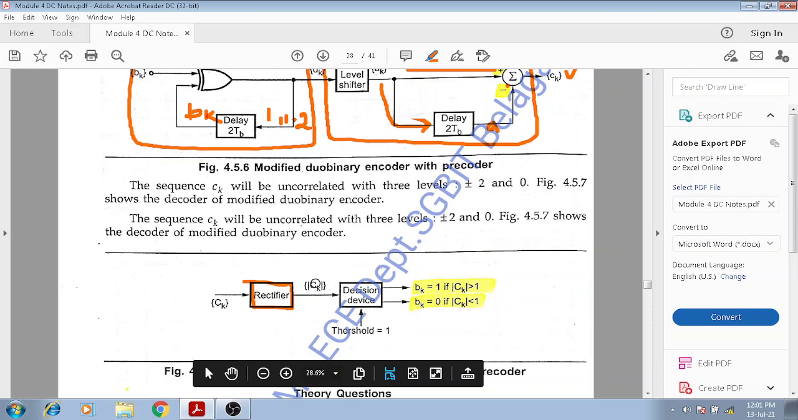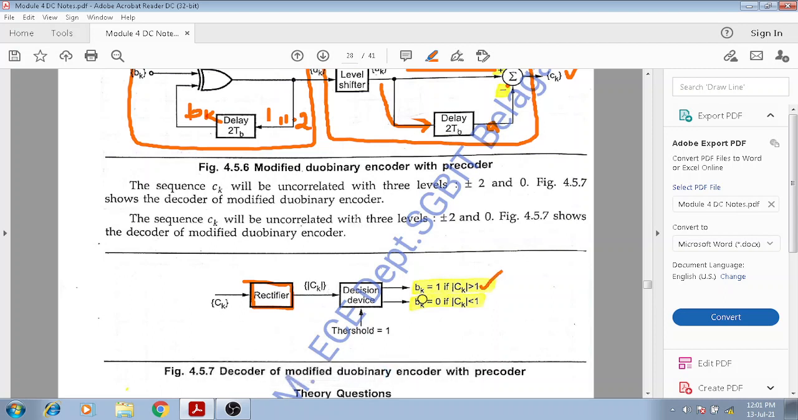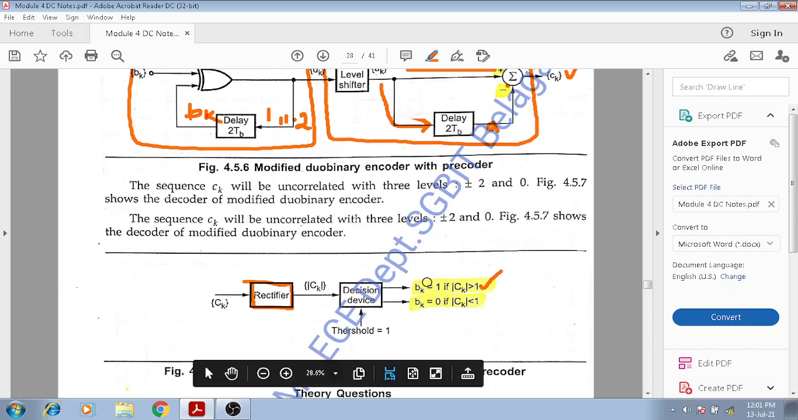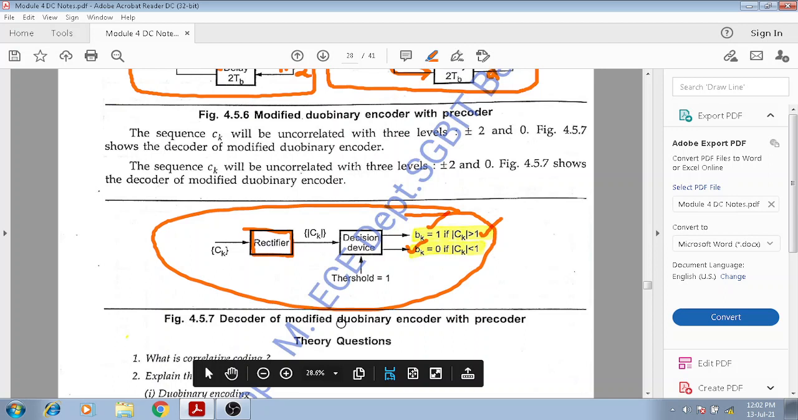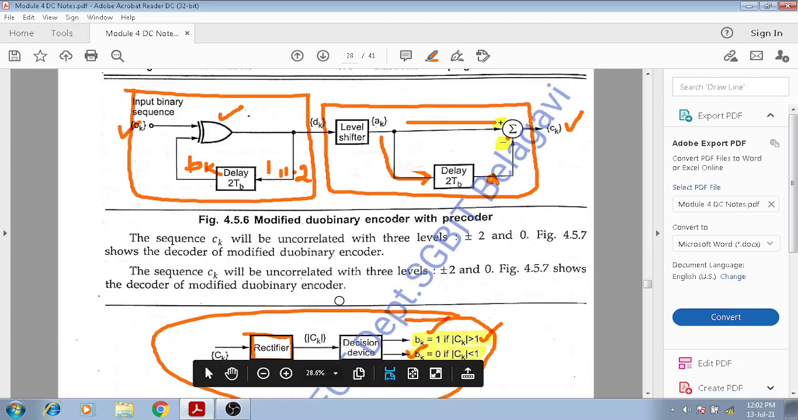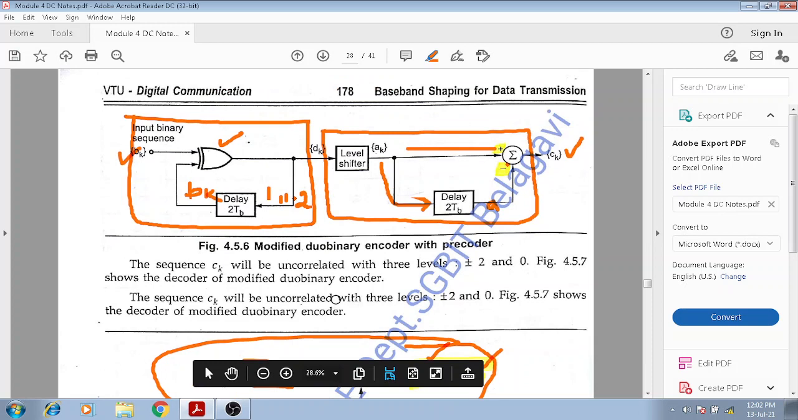If the magnitude or absolute value of CK is greater than 1, then the decision device will decide in favor of 1. If it is less than 1, then it will decide in favor of 0. So this is how we reproduce the original sequence BK at the output of the decoder. So basically this is the decoder block diagram in the modified DO binary encoder, right? Based on this, we'll solve one numerical example.